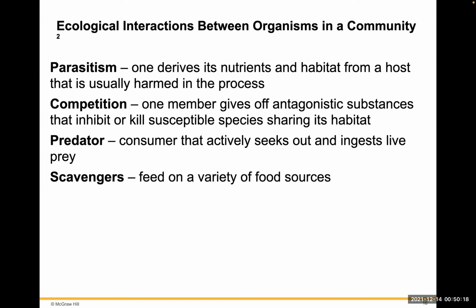Competition. One member gives off an antagonistic substance that inhibits or kills susceptible species sharing its habitat. So one of the byproducts is toxic to part of the species. It competes for the food source. A predator is a consumer that actively seeks out and ingests live prey. And scavengers feed on a whole different variety of food sources, not just one.